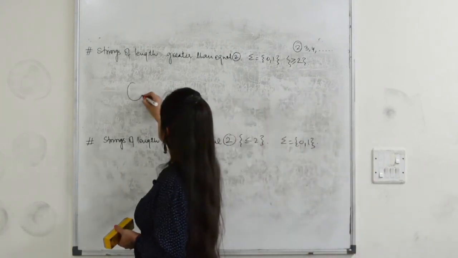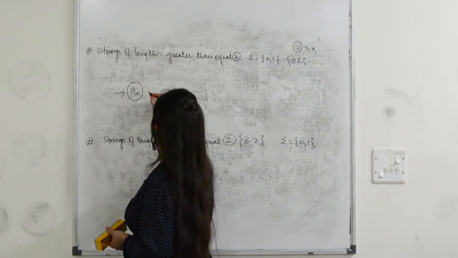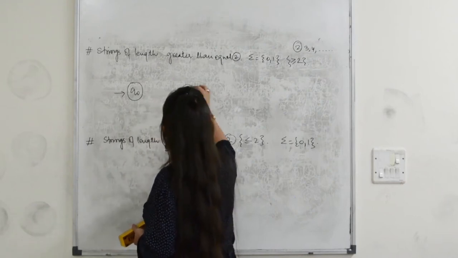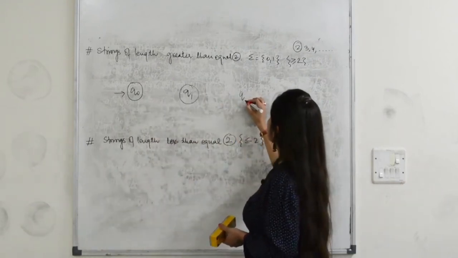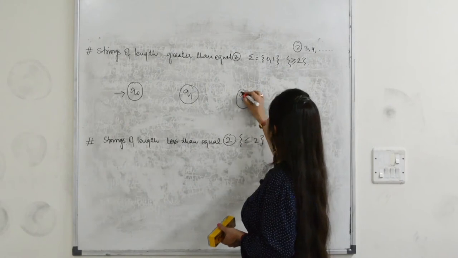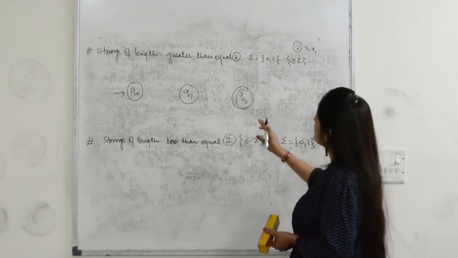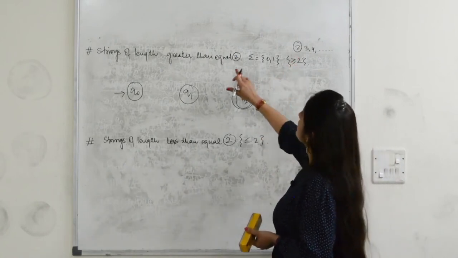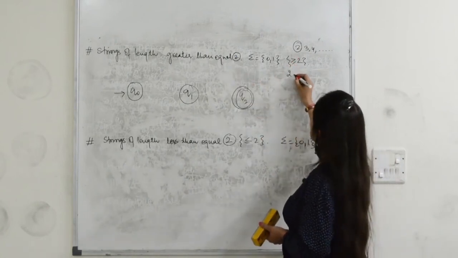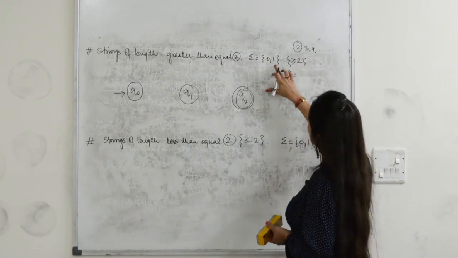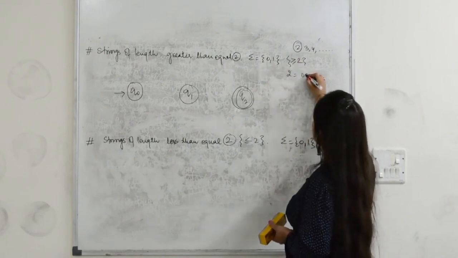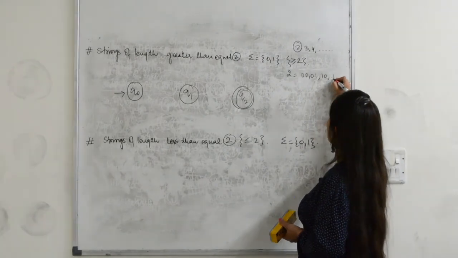So we'll have an initial state Q0, intermediary state Q1, and the third state, that is your final state, Q2. Final state will be represented this way. Now what are the 2-bit combinations? Strings of length 2. What are the strings of length 2 when we have input alphabet 0, 1? 0 0, 0 1, 1 0, 1 1.